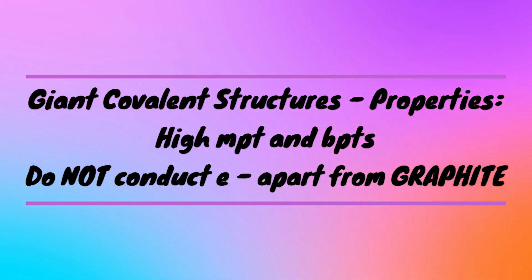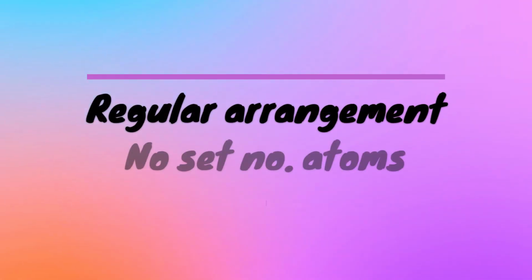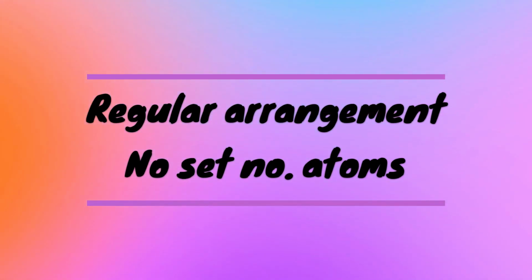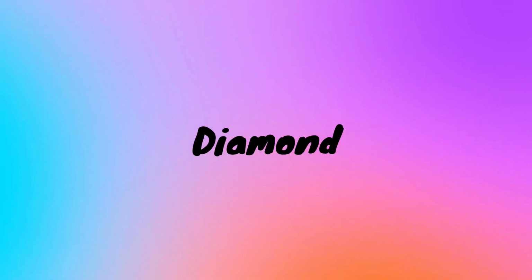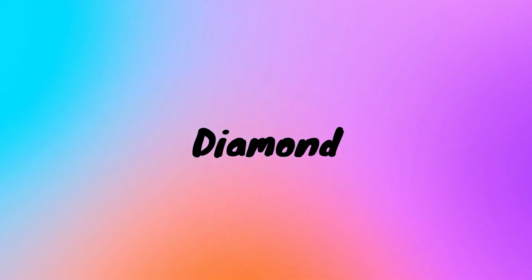Graphite is a form of carbon, and it is an exception to this rule because graphite can conduct electricity. In giant covalent structures, atoms are joined to each other in a regular arrangement. And there is no set number of atoms joined together in this type of structure, which means that sometimes they can be really, really big. We then look at some examples of these giant covalent structures, and our first one is diamond.